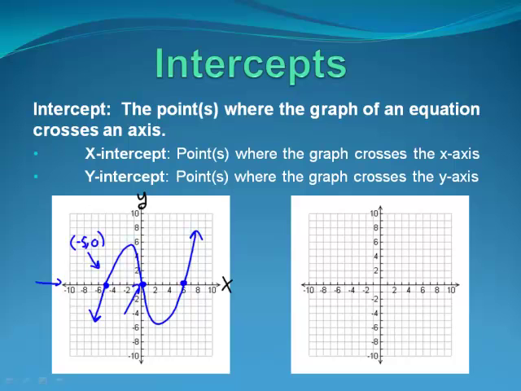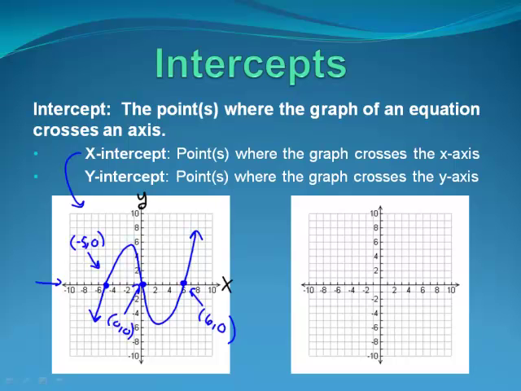This point right here, of course, is the origin, so that's 0, 0. And here we've got an x-intercept of 6 to the right and 0 up or down. So these are examples of x-intercept points. Now let's say over here, y-intercept, the definition is the point or points where a graph crosses the y-axis.